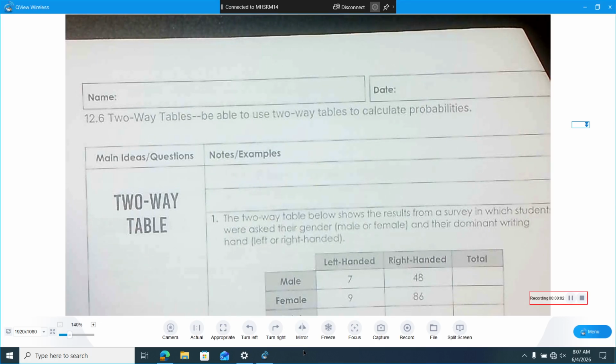So today we are talking about two-way tables. Two-way tables are a great way to organize information, and we can use them to calculate probabilities pretty easily.